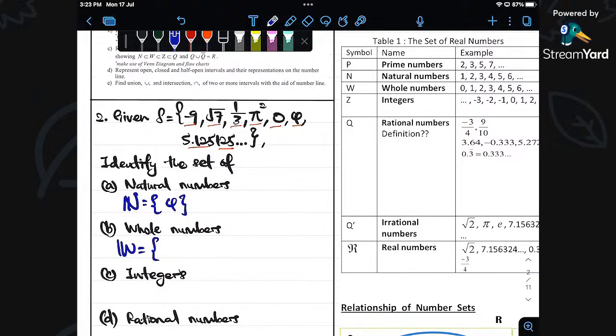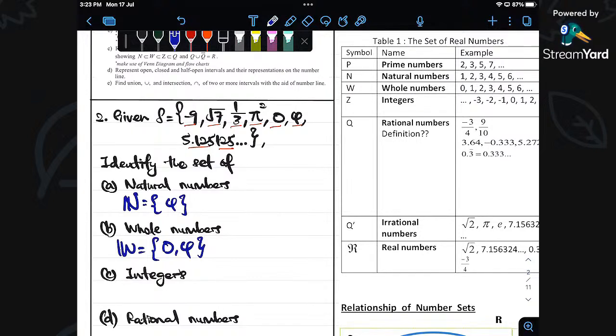So the whole numbers is very easy. Whole number is just 0 and 4. 0, 4. Well done, all of you. It means you are following me right now. Thank you. I appreciate that.